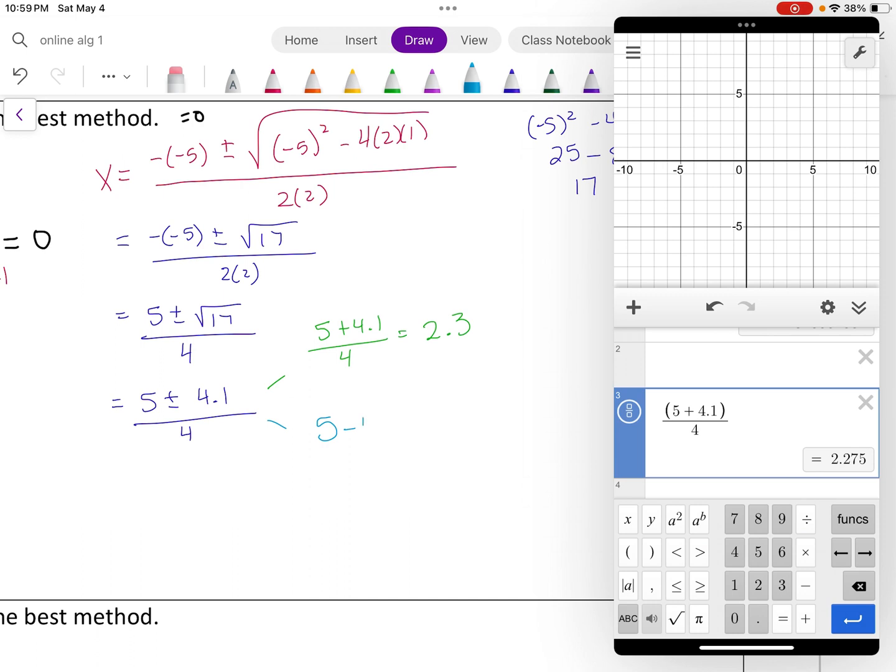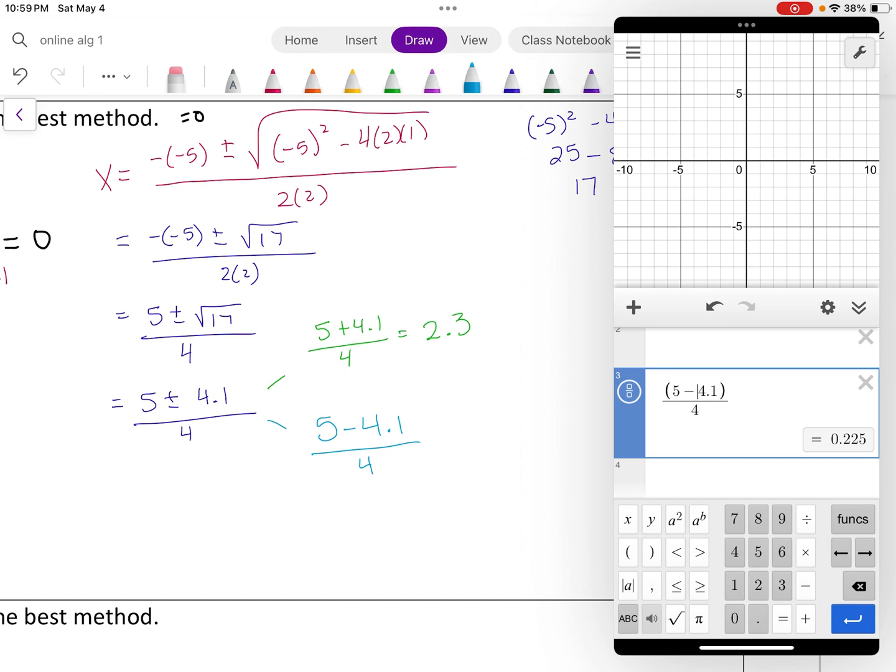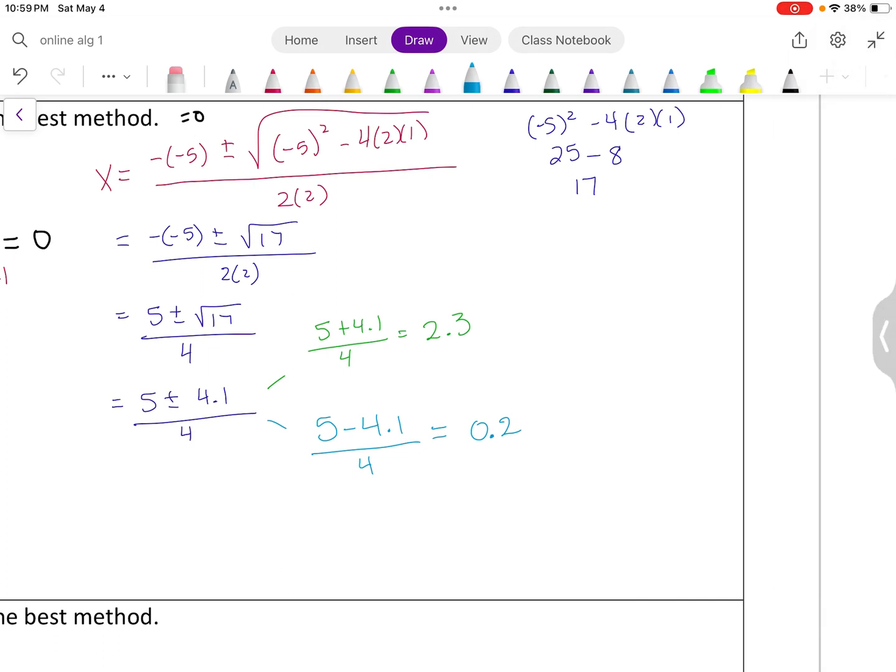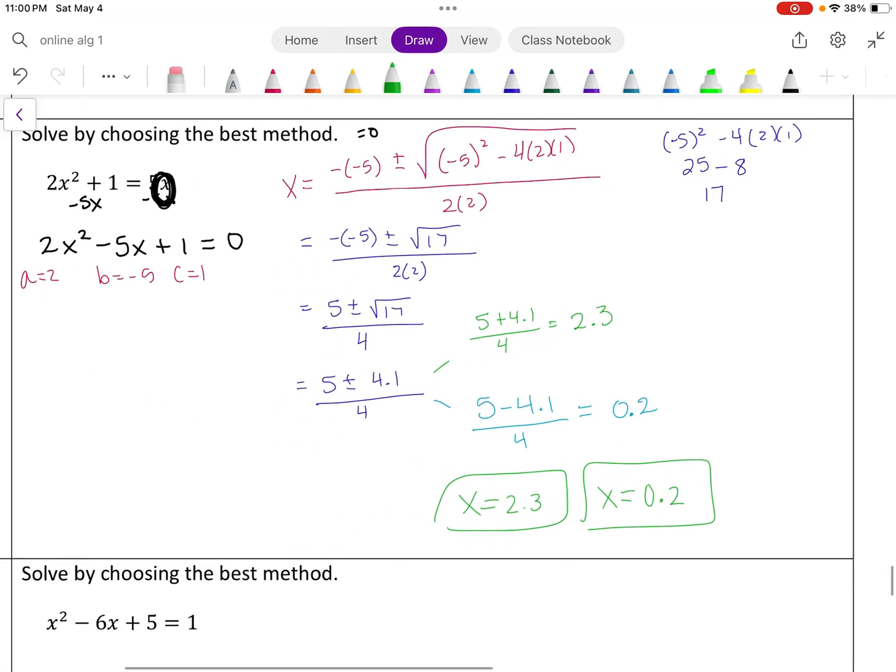There's one solution. Now we do 5 minus 4.1 divided by 4. Well, I know 5 minus 4.1 is 0.9, so really we're doing 0.9 divided by 4, which is 0.225, and that rounds to just be 0.2. And there are our two solutions. X could be 2.3. I'm going to write them at the bottom. X could be 2.3, or X could be 0.2.